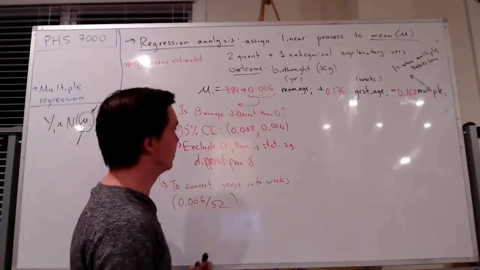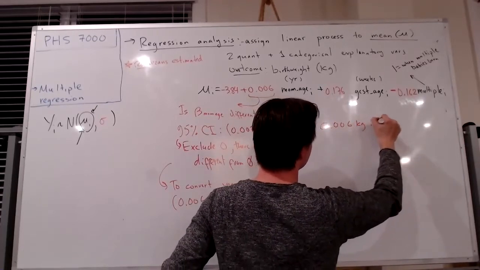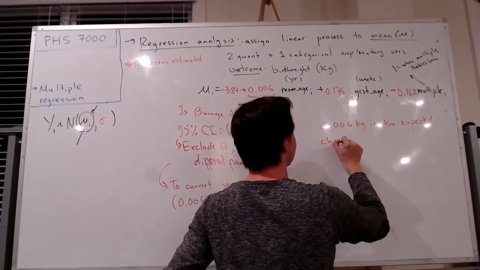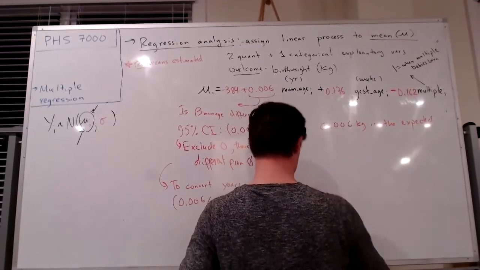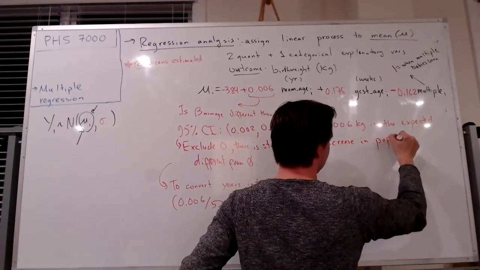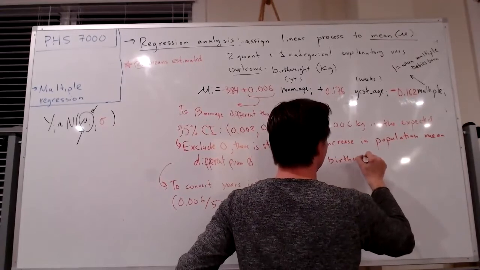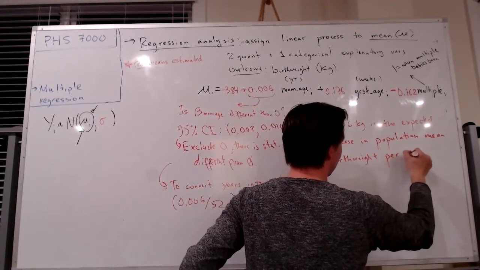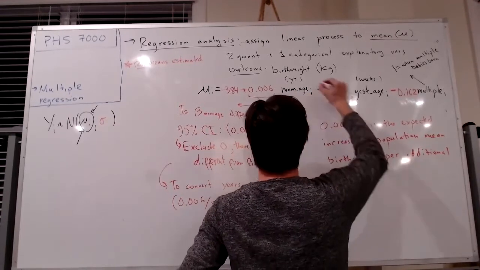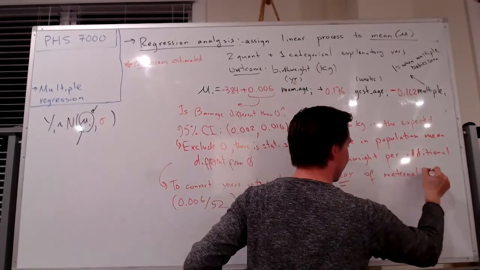So the way I have it now, 0.006 kilograms is the expected change, that increase in population mean birth weight per additional year of maternal age.